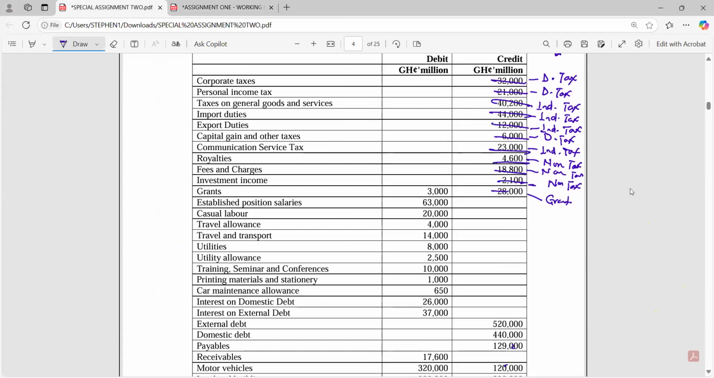So quickly, we've written all these. Cancel it with a pencil or slightly with a pen. Are you okay? Don't go and do any fancy work at the examination hall. You don't have time. So just strike through, strike through, for you to know the transactions you have posted.